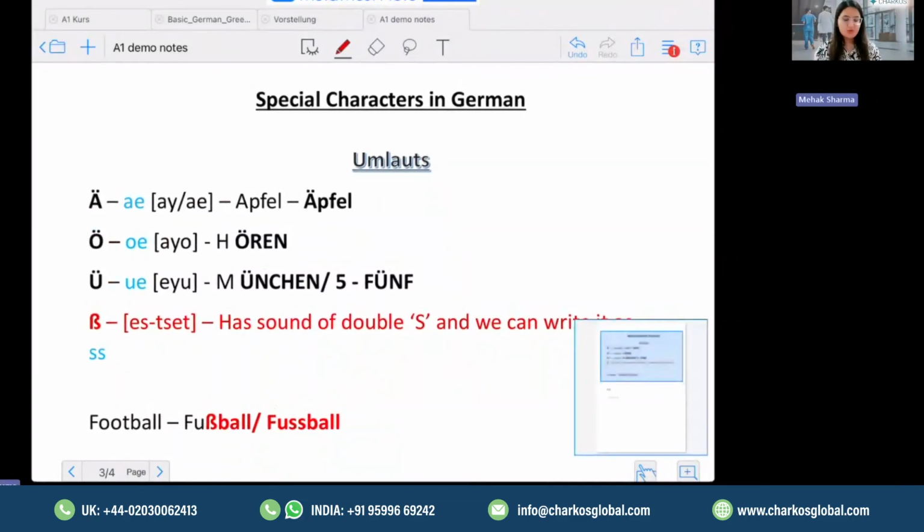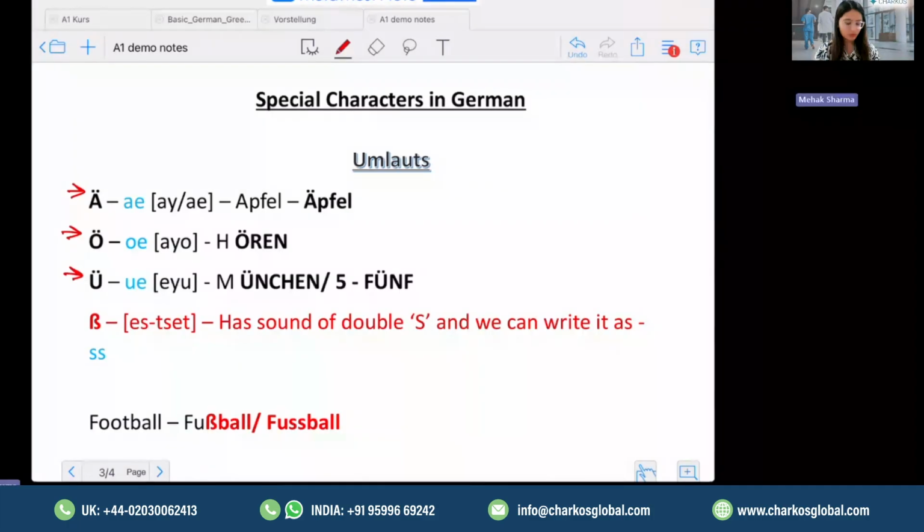Okay. So let's start with the first one. You can see that we have these two dots above A, O, U. Now these dots are the umlauts. So we are only allowed to put umlauts over these three letters, which is A, O, U. You cannot put these umlauts on any other letters of your own wish or choice. That is not possible. Okay, please remember this.